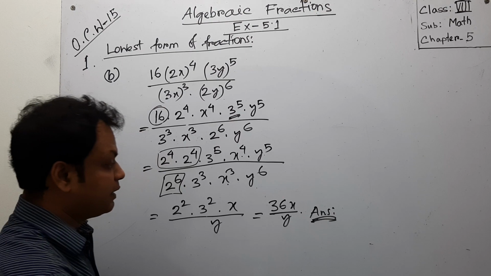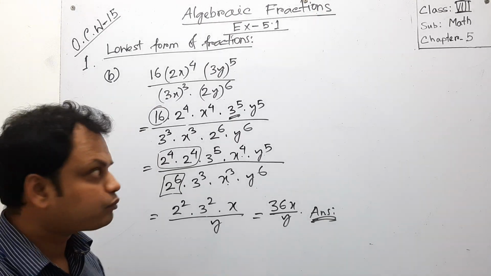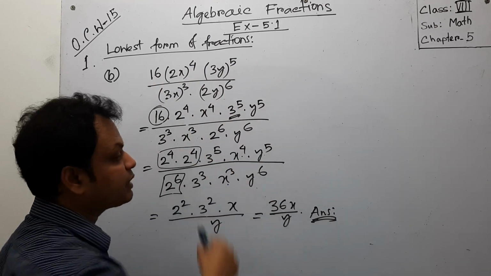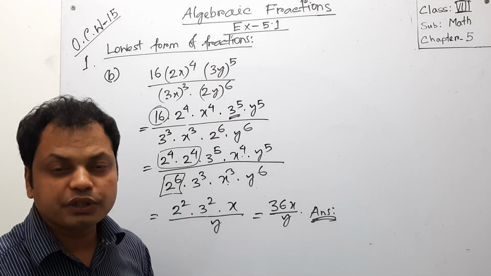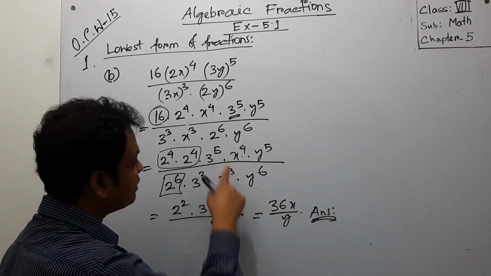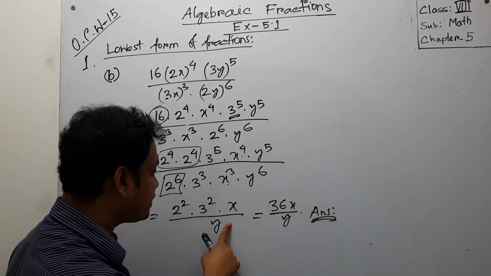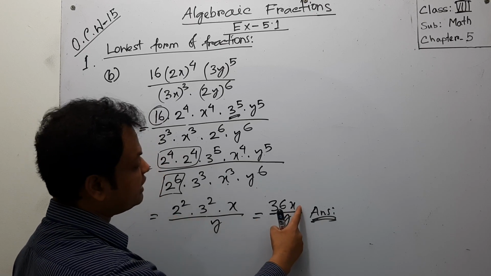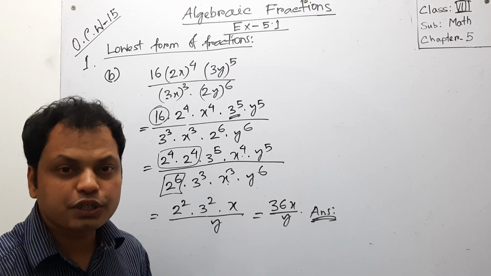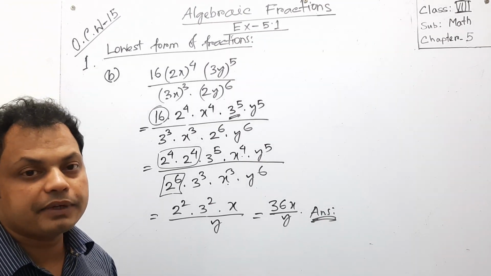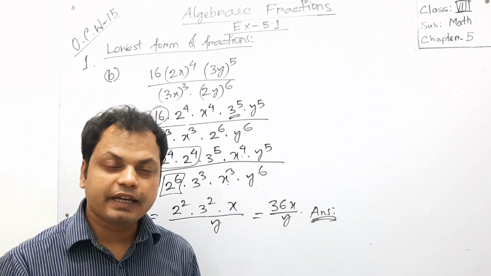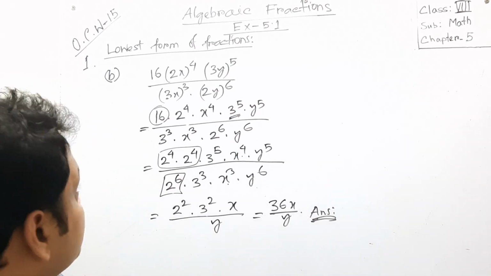So what have we done here? First we wrote the question. After that we found the factors of the expression. After eliminating the factors, we got this part. Calculating this, we got 36x in the numerator and y in the denominator. So this is the lowest form of the given fraction. So, got it? Let's solve another, an easier math.